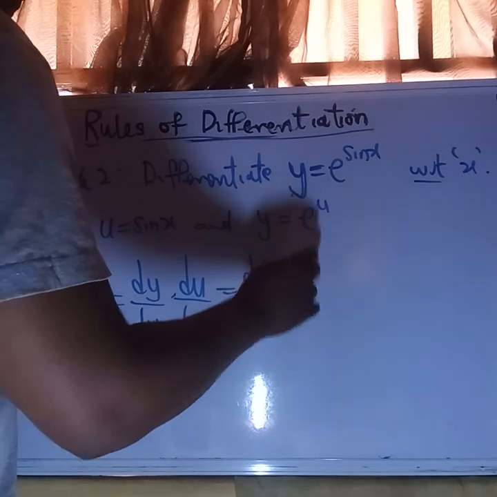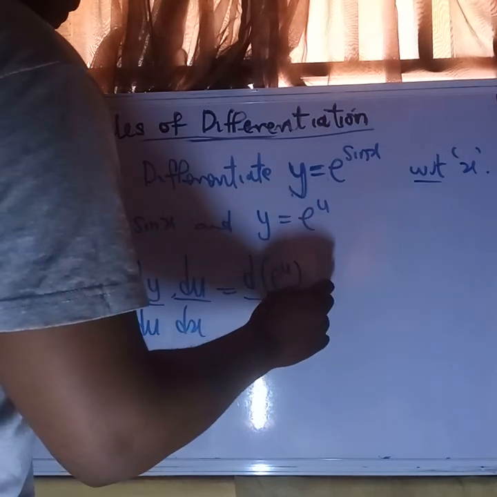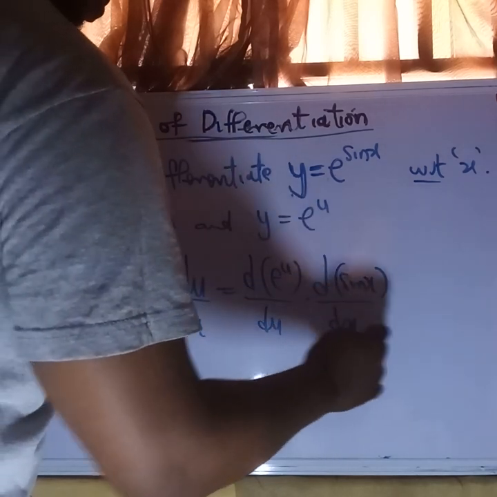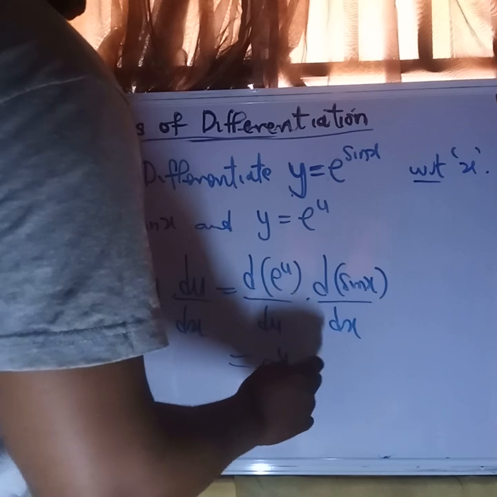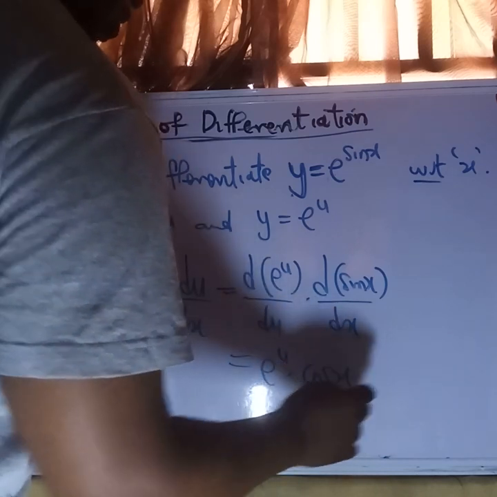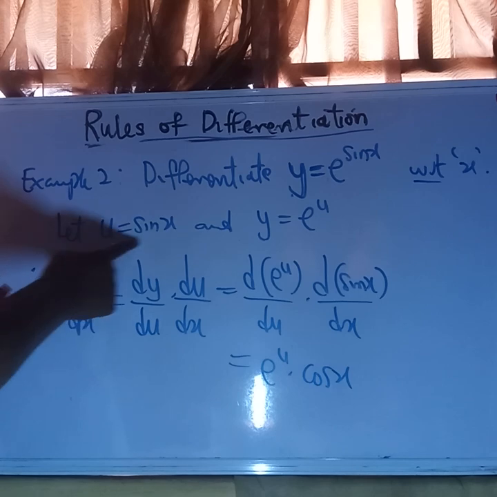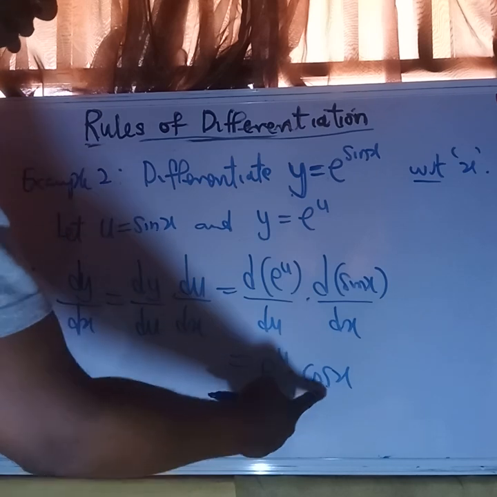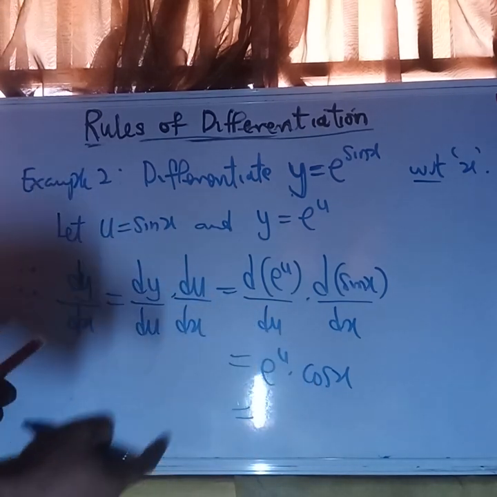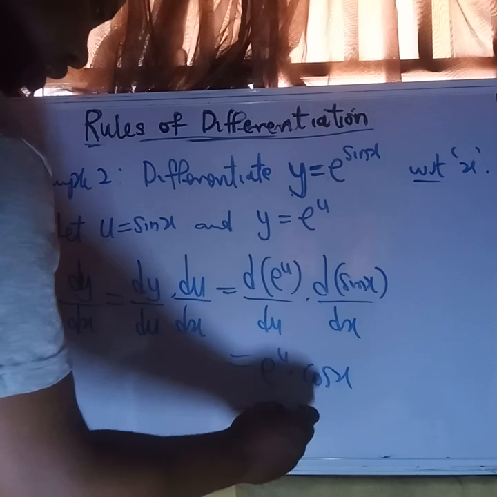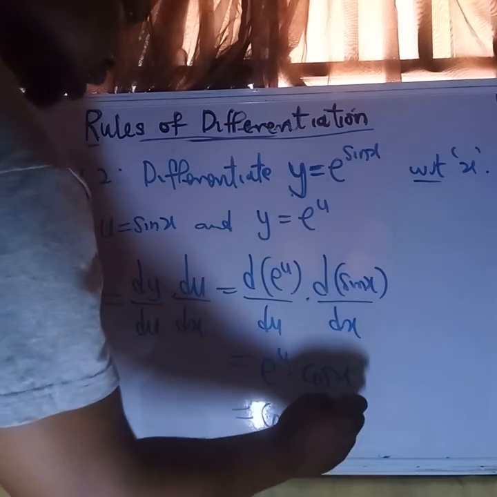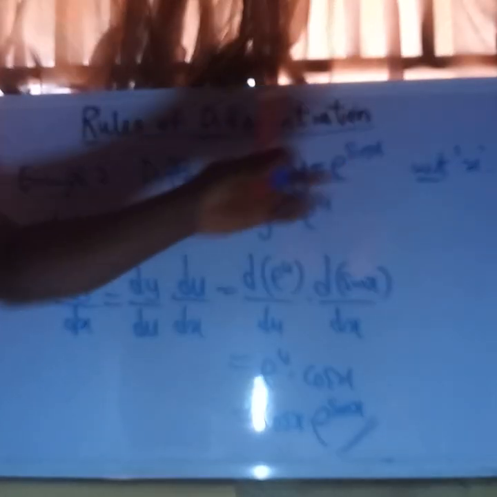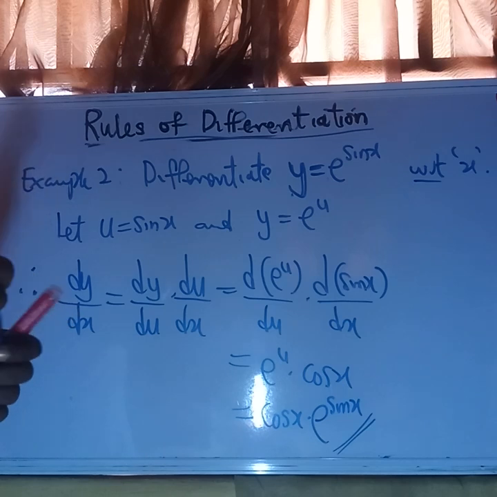Accordingly, this will be the derivative of exponential u with respect to u, multiplied by the derivative of sine x with respect to x, and this will be exponential u multiplied by cos x. Again we replace u by sine x. We bring cos x to the front, since under the product commutativity holds. So this will be cos x exponential sine x. So here is the slope of the function y equal to exponential sine x.